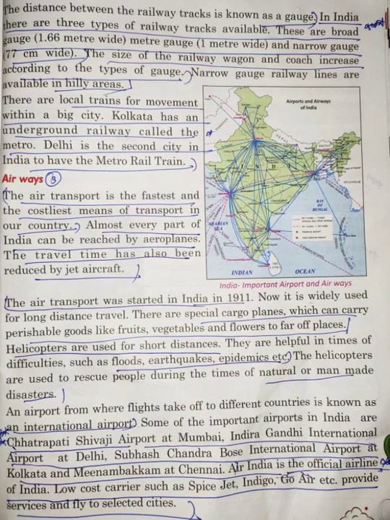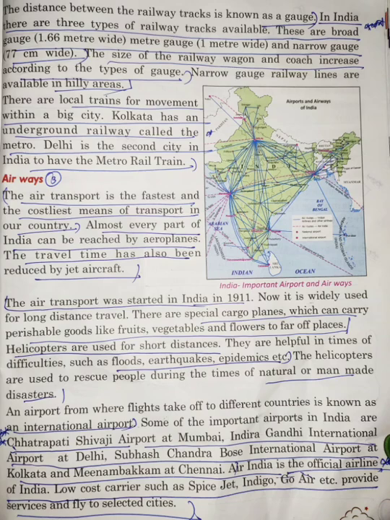The size of the railway wagons and coaches increases according to the type of gauge. Narrow gauge railway lines are available in hilly areas. There are also local trains for movement within the city, and they are called metro. Delhi is the second city in India to have the metro rail train.